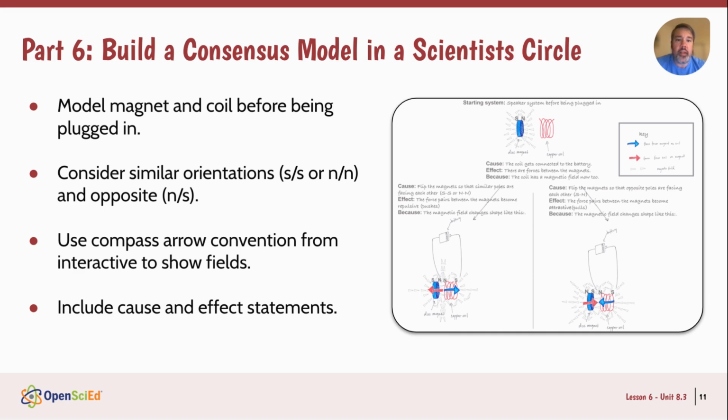We want to make sure we start by drawing what is happening when nothing is plugged in with the coil and the permanent magnet is sort of sitting there. Like, we want to first talk about the system before we make any changes. And then we're going to think about the 2 different orientations. So we want to draw one with the magnets having this south-south or north-north orientation. And then we want to consider the other one where we set it up to be north-south. Just like we did in the previous models, we want to use those little compass arrows conventions from the interactive to show the direction of the field.